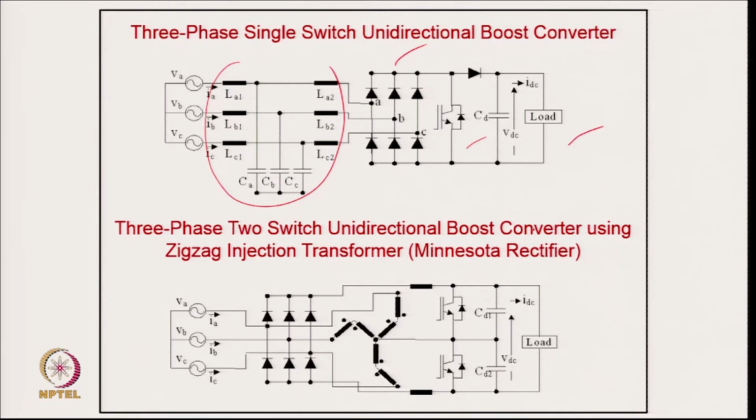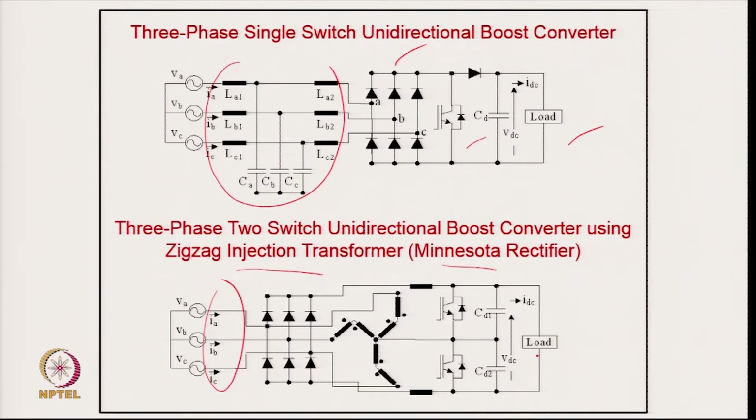Then we have another converter, the 3-phase 2-switch unidirectional boost converter using a zigzag injection transformer. This is also known as the Minnesota rectifier. It was invented at the University of Minnesota, and that is the name they put, Minnesota rectifier. You can see the injection transformer here, and you have 2 boost converters to regulate the output voltage. You get low harmonics here, of course, and unity power factor on this side, if the load needs only DC.